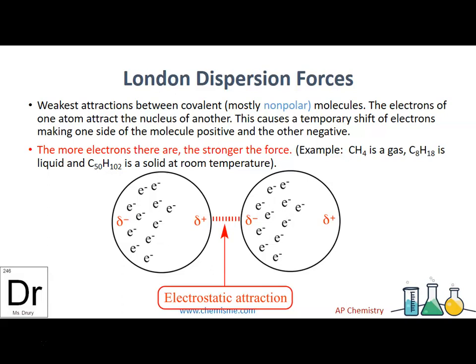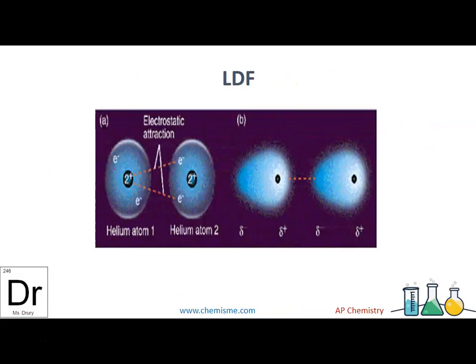C50H102 is a solid at room temperature because it polarizes so many more electrons, creating an even stronger temporary polar molecule. Temporary electrostatic attractions between the temporary plus and the temporary minus. And here's another picture in its cloud version. A helium atom might actually attract another helium atom if the nuclei get attracted to the other atom's electrons.